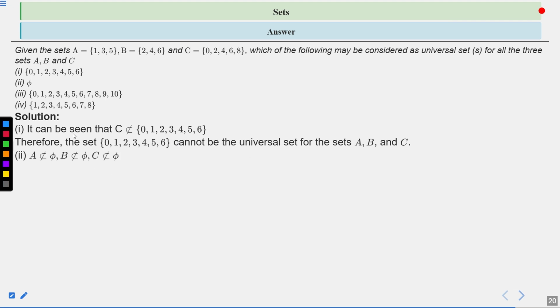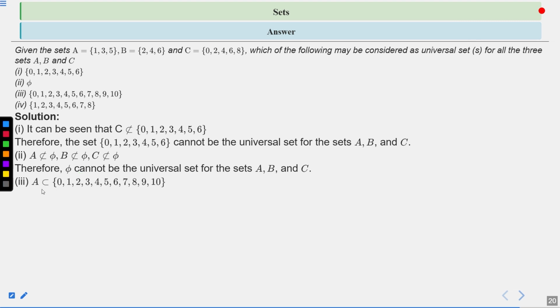Now for second, 5. So we can easily observe that A is not a subset of 5, and the same goes for the remaining two sets. So by simple definition, it is not a candidate for universal set. So cannot be taken as a universal set.